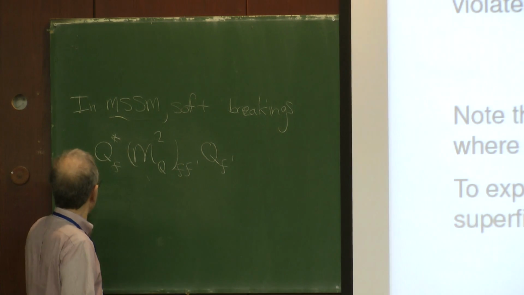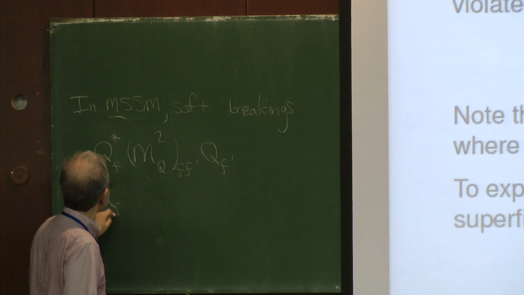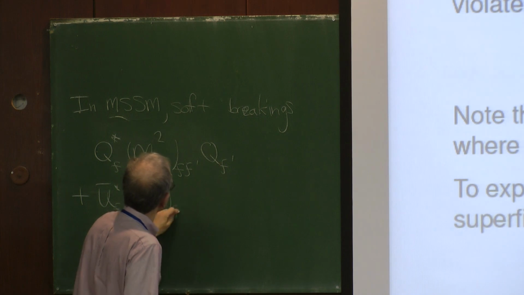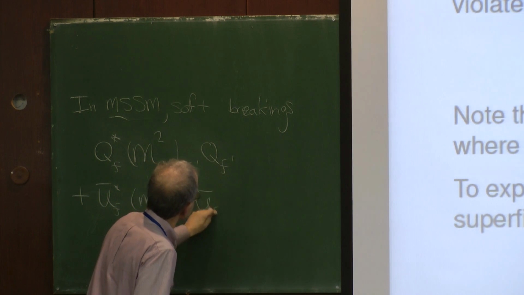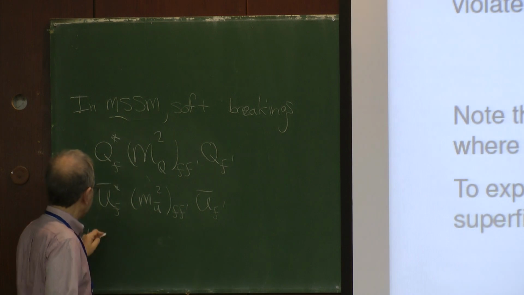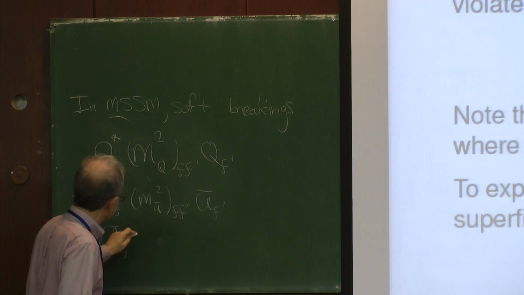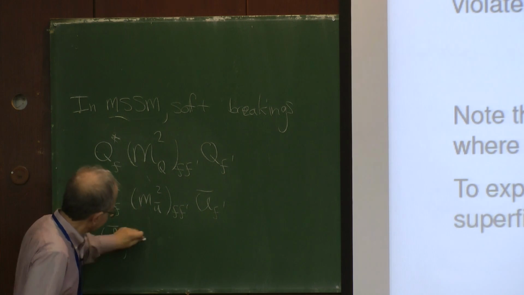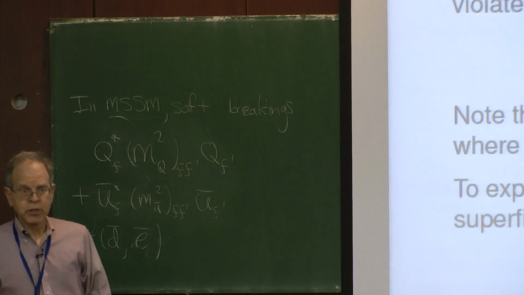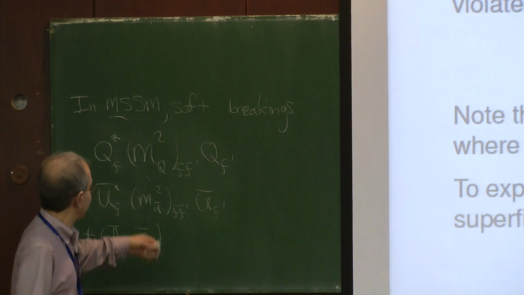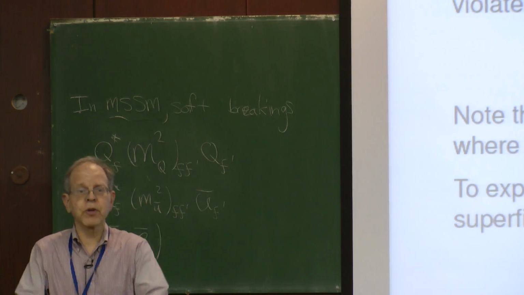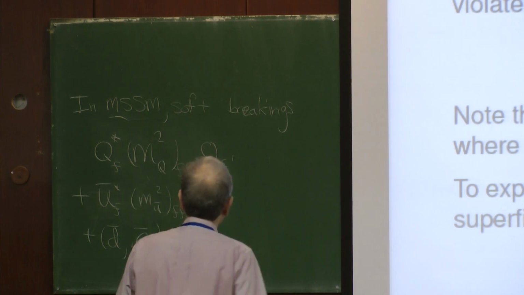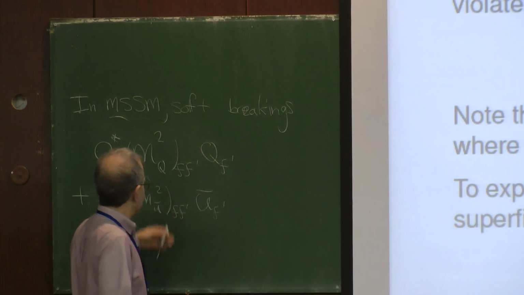Okay, we can add mass terms for the U bars, and so on, for the D bars, and for the E bars. Let me write it like this. So this is one set of parameters, and at the level of adding these soft parameters, soft breakings, at the level of just this 't Hooftian kind of naturalness, we can add these things. These are arbitrary. We can add whatever we want.